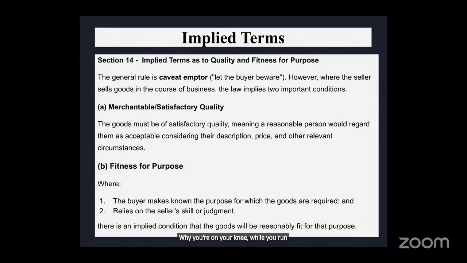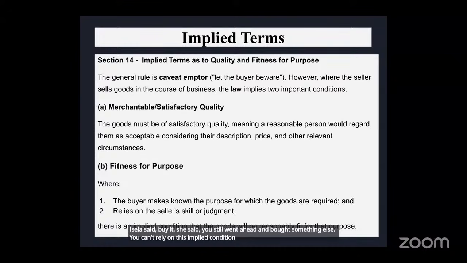But you didn't tell the seller the specific purpose that you need it for. In a case where you didn't rely on the seller's opinion, even if you told the seller, this is what I need running shoes for, running, but you didn't rely on the seller's opinion, you still went ahead to buy what you wanted to buy. The seller said buy this, and you still went ahead and bought something else. You can't rely on this implied condition.